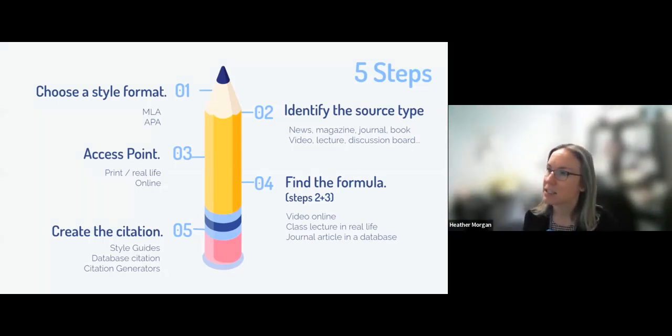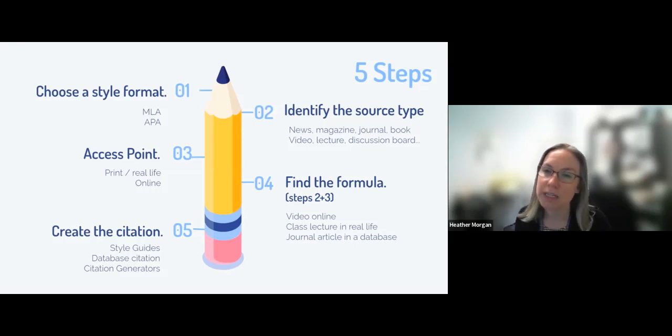But like I said, typically it's MLA and APA are the 2 most common ones that we see here at the community college. Once you've chosen your style format, you're going to use that for all of your citations for one presentation. Don't jump between things. If you're writing a speech and you're doing APA, stick with APA for all of them, okay? Step 2, you're going to identify your source type.